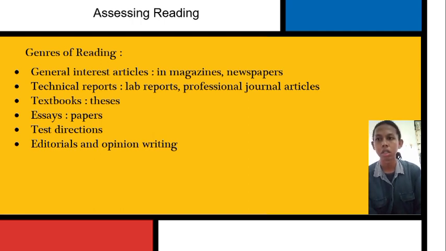And number 3 is textbooks. Nah, contoh dari textbooks tersebut adalah tesis, atau yang bisa kita kenal adalah sebelum kita memulai skripsi, kalau nggak salah ya. And number 4 is essay. Contoh dari essay tersebut adalah papers. And number 5 is text directions. And the last is editorial and opinion writing.